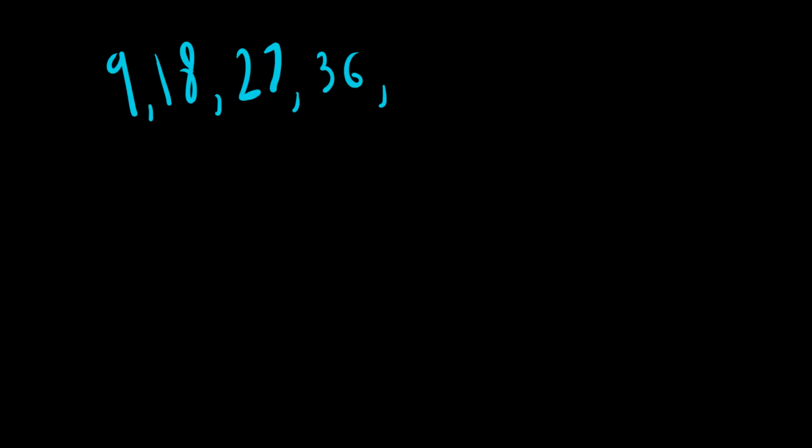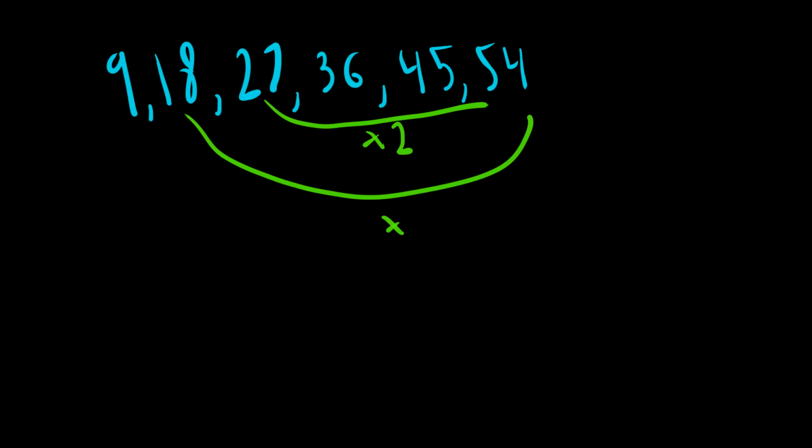Let me draw out some multiples of 9. So 9 is a factor of 18 and 27. Also, 54 is a multiple of 27 and 18. So to take a look at our pattern here, 27 times 2 is equal to 54, and 18 times 3 is equal to 54.